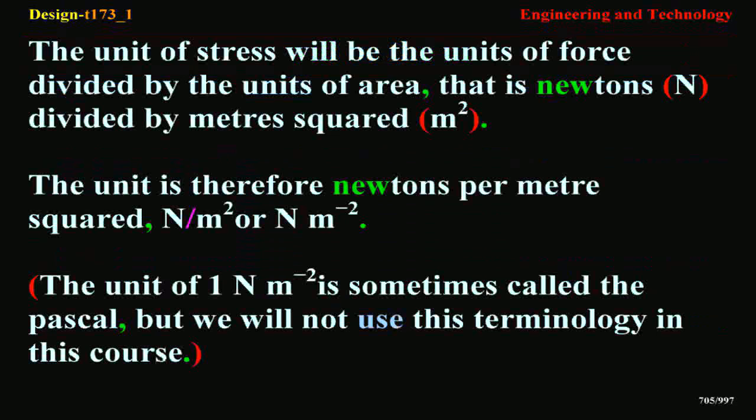The unit of stress will be the units of force divided by the units of area, that is newtons, N, divided by meters squared, m². The unit is therefore newtons per meter squared, N/m² or N m⁻². The unit of 1 N m⁻² is sometimes called the Pascal, but we will not use this terminology in this course.